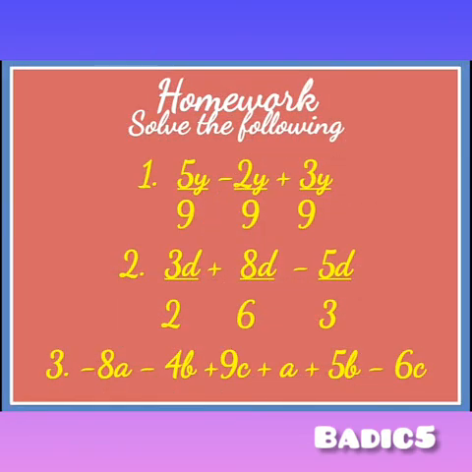Number 1, 5y over 9 minus 2y over 9 plus 3y over 9. Number 2, 3d over 2 plus 3d over 6 minus 5d over 3. Number 3, minus 8a minus 4b plus 9c plus a plus 5b minus 6c.